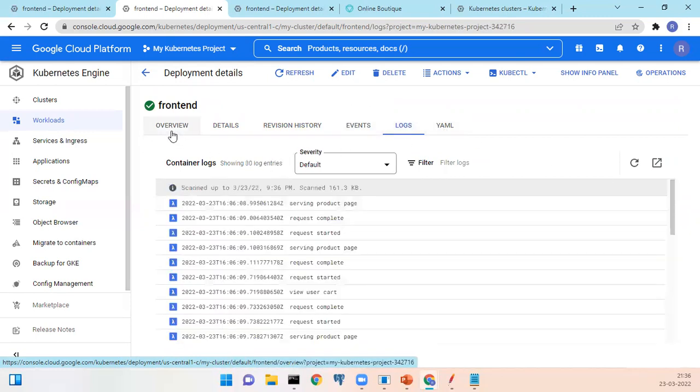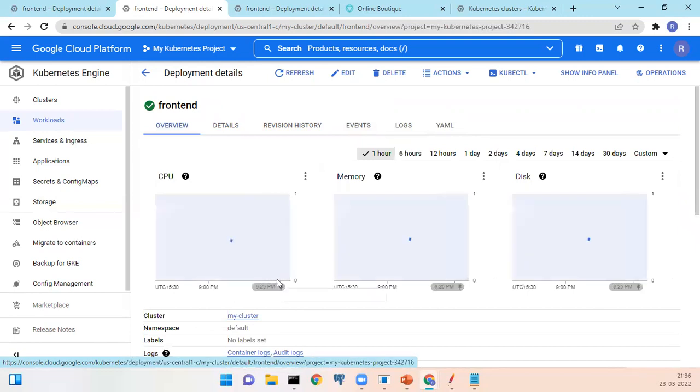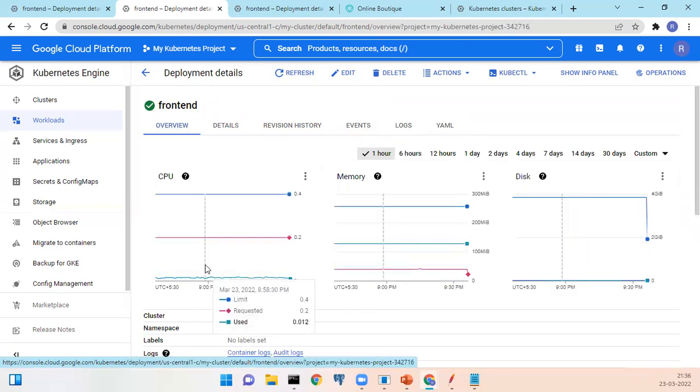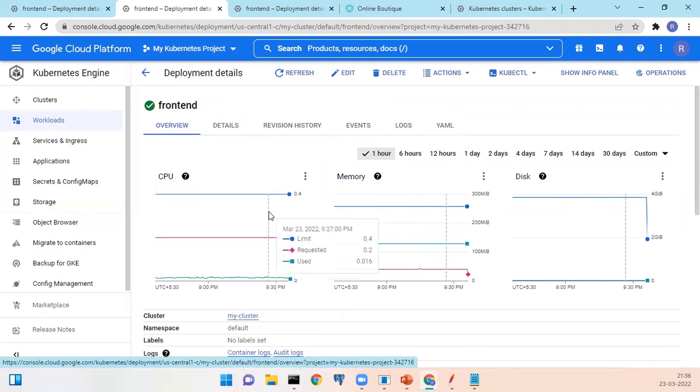One important thing we need to understand here is resource allocation. For example, if you hover over the chart, we can observe three parameters: limit, requested, and used. You can see here, right? Here limit is 0.4, requested is 0.2, and used is 0.016.